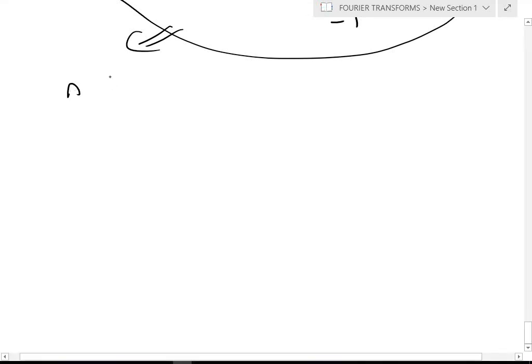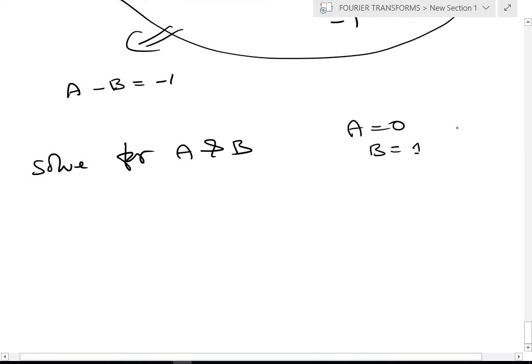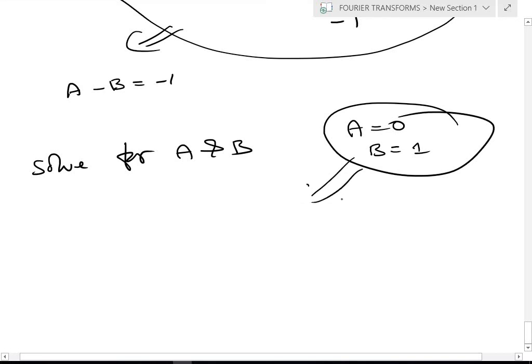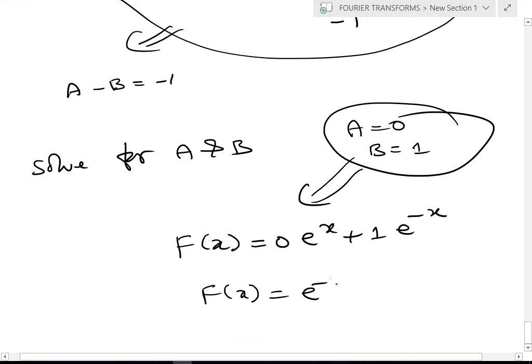Now I have the equation a plus b equal to 1 and the equation a minus b equal to minus 1. Solve for a and b, then I'll get the values: a is 0 and b is 1. Once I have a equal to 0 and b equal to 1, then obviously f(x) = a·e^x + b·e^(-x), that is, f(x) will be equal to e^(-x).